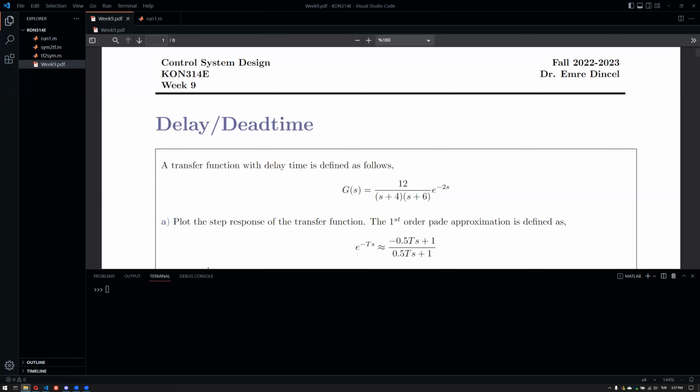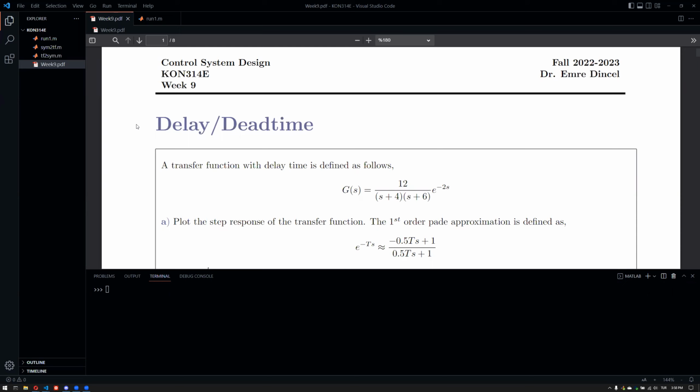So let's dive into week 9, delay and dead time. Up to this point, in the previous weeks, we had the PI/PD controller and we had some anti-wind-up systems that you should most definitely check out. Here in this week, we will be focusing on delay and dead time.